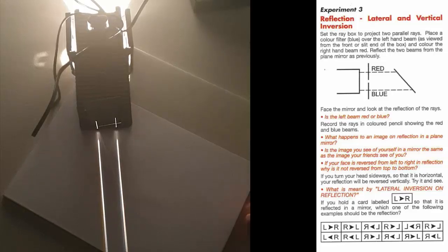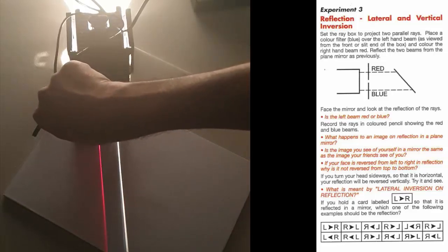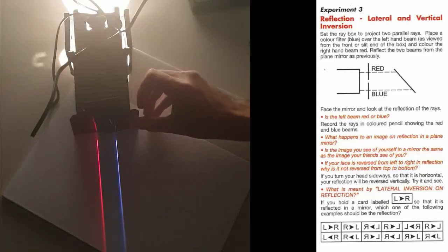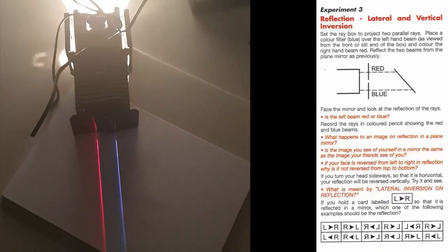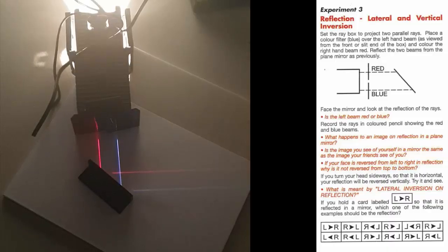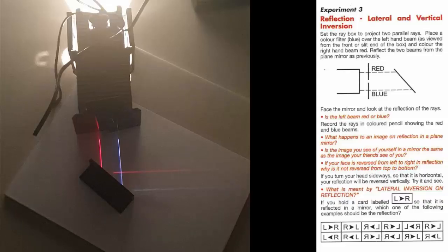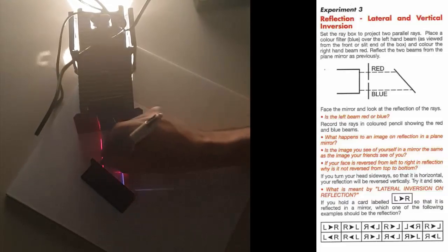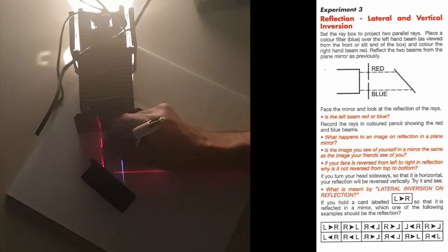Okay, for experiment 3, they want you to put a red and a blue line in like this, and then they want you to get the mirror, and then they want you to get the lines going like this. So the red line reflects and the blue line reflects, and then you just draw the dots in with the red, and you draw the dots in with the blue, and then you draw it out. So I just get my ruler out, and there you go.